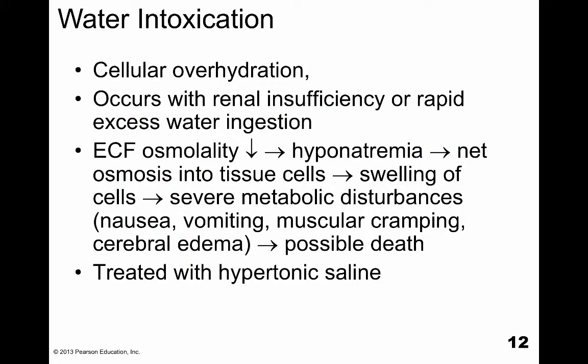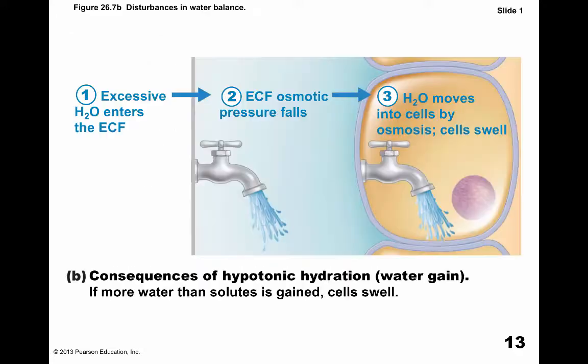So water intoxication, right? This is overhydration. It can occur when you have renal insufficiencies or rapid excess water ingestion. So basically what's happening here is you have a decrease in the osmolality, right? This can lead to things like hyponatremia, which is not enough salt. That osmosis into tissue cells then causes swelling of cells and severe metabolic disturbances, things like nausea, vomiting, muscular cramps, and cerebral edema, and possibly death. And this can be treated by giving a hypertonic saline solution.